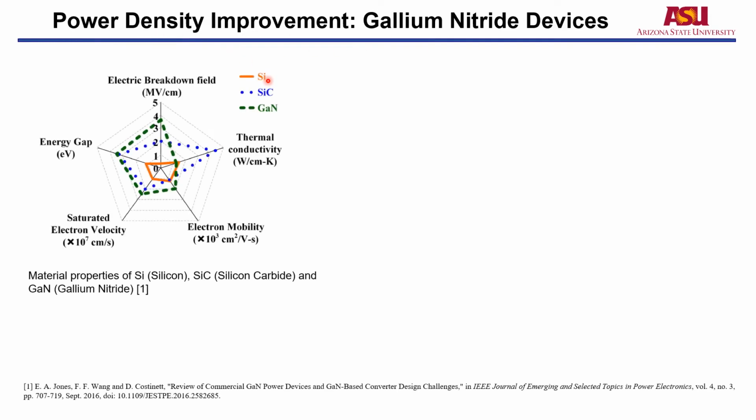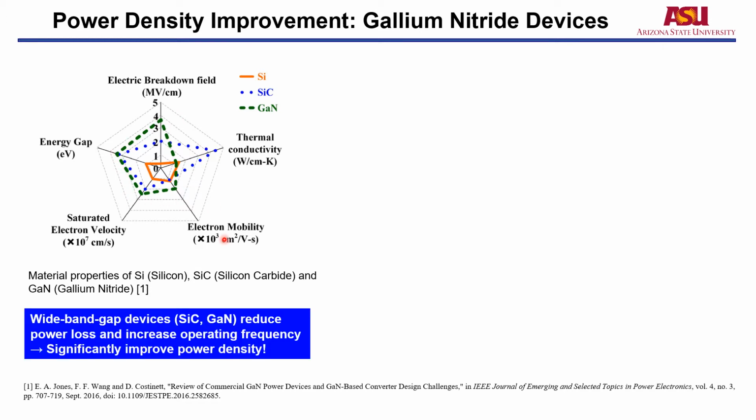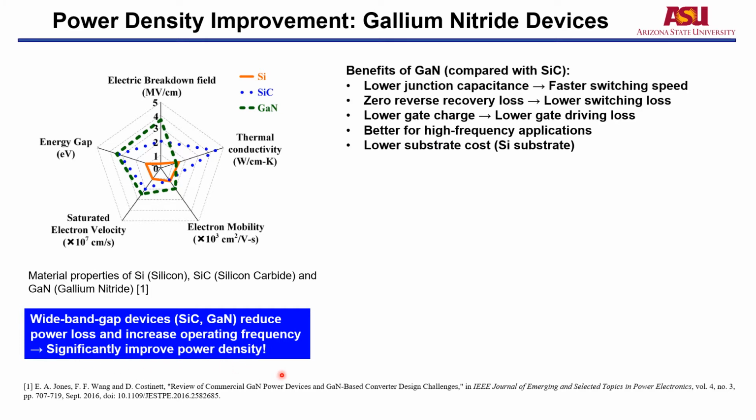Gallium nitride devices can improve the power density. This figure shows the material properties of silicon carbide and gallium nitride devices. So we can see gallium nitride devices have a lot of good properties. Wide bandgap devices can reduce the power loss and increase the operating frequency. In that way, we can significantly increase the power density of the converters.